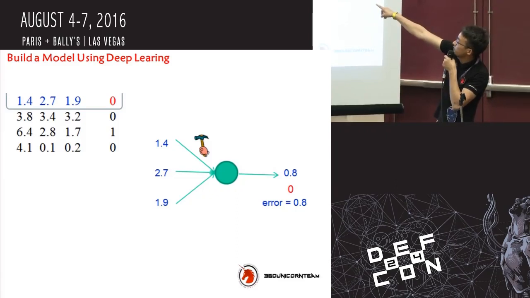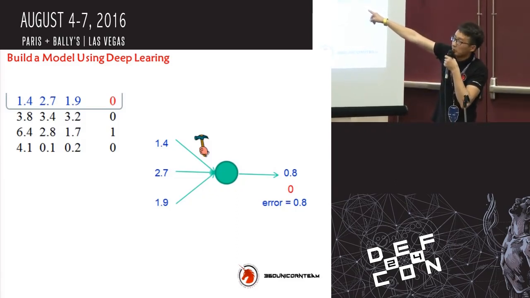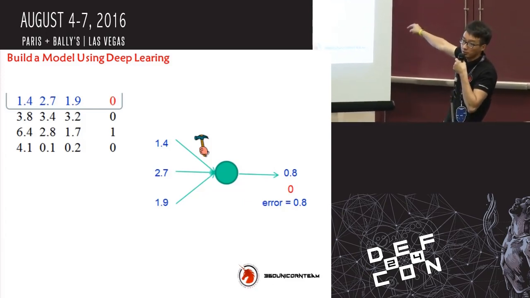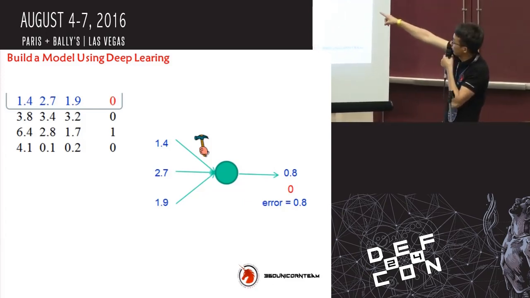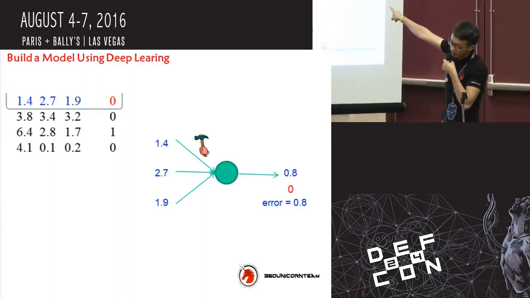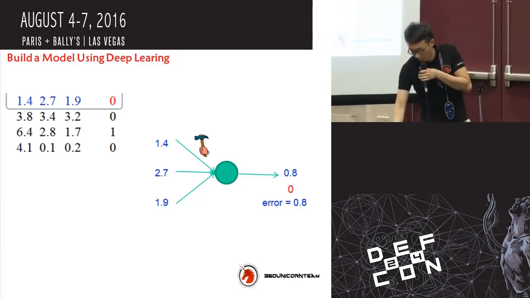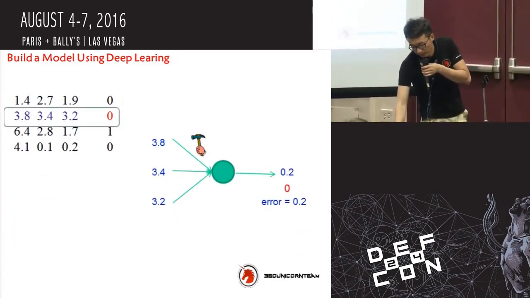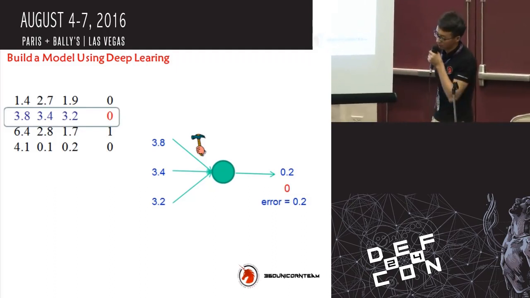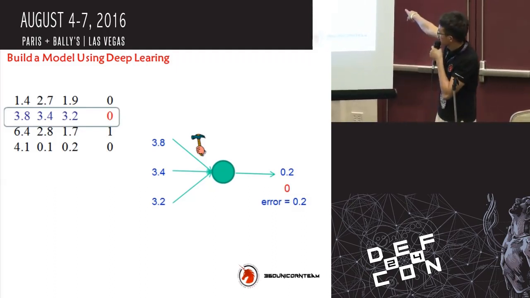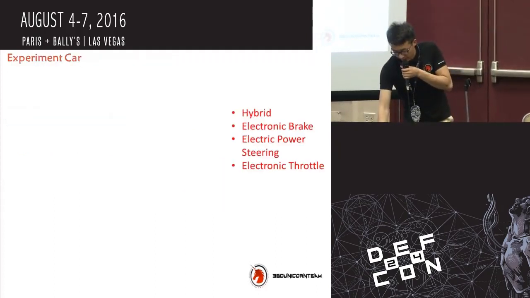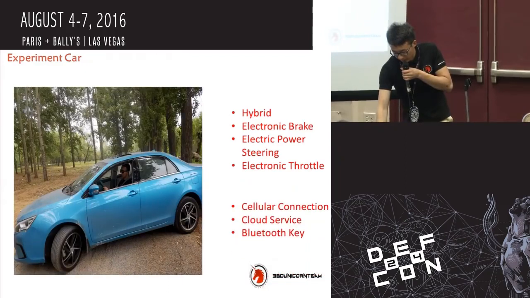So the first example had these three inputs, and you got zero output. But the target is 0.8, so you actually need the output to be one. So you have to modify the weights. The hammer is like modifying the weights of the network, and then using another example from your training data, you get this result, which is right. So I'll just skip a little bit of this, and if you have a question, ask.